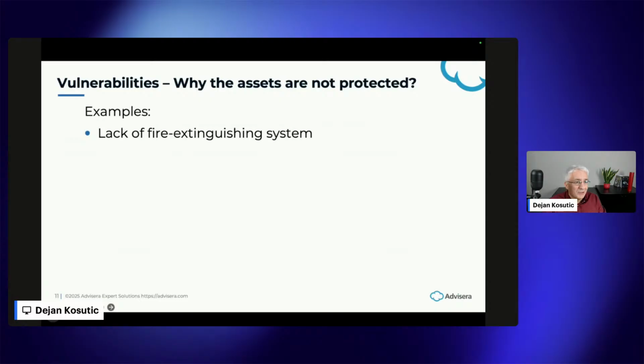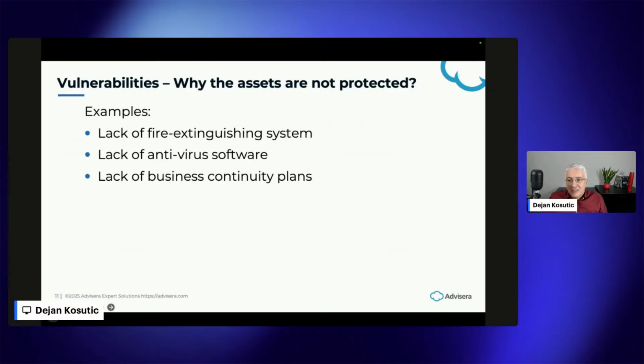So for example, if you have an office, or a physical server, then a lack of fire extinguishing system is a vulnerability related to these physical assets, right? Because if you do not have this fire extinguishing system, then the fire could spread because there is nothing to protect these assets. Lack of antivirus software is a vulnerability related to software. Also, lack of antivirus software could be a vulnerability related to your databases.